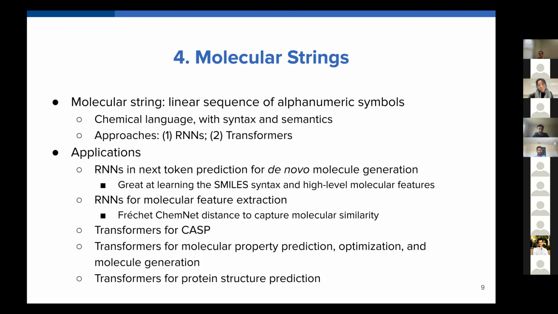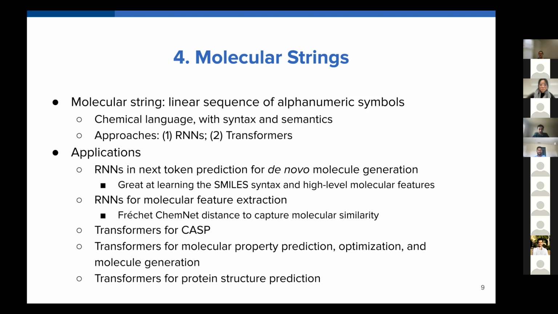Lastly, we want to look at molecular strings. So a molecular string is a linear sequence of alphanumerical symbols that represent the molecule. An example of this is the SMILES string that we saw at the beginning. And note here that SMILES strings are the most commonly used strings in this field.